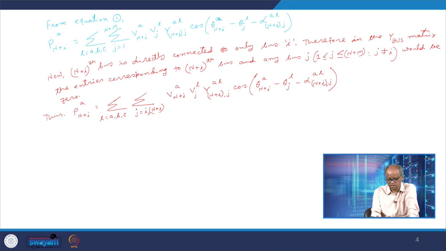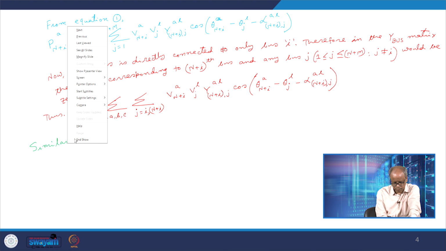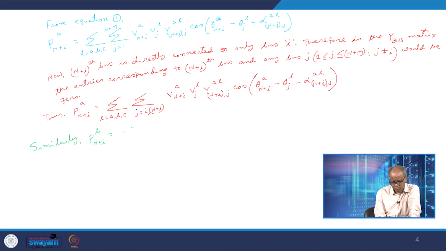Only these 6 cases would keep on adding to each other, right? No other element would be there. Similarly, I can write down that P n plus i b, L is equal to a, b, c.